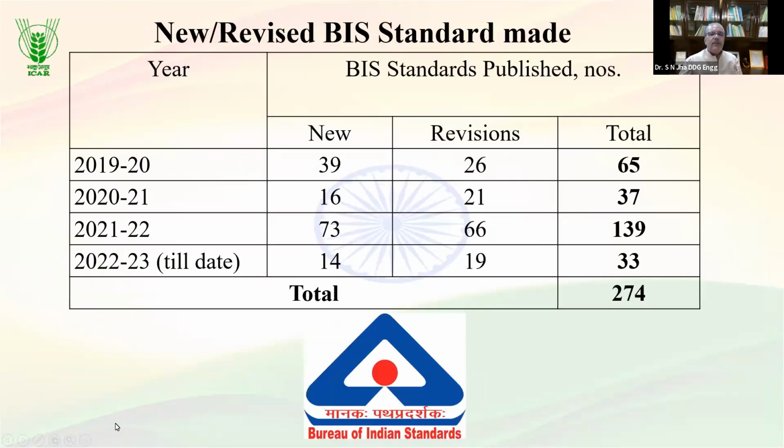And then under BIS altogether, we have made 274 standards. All the formality, approval, and checking of the standards are being done. And DG sir is the chairman of the FAD, so he approves finally after checking through our division and doing other official formality.